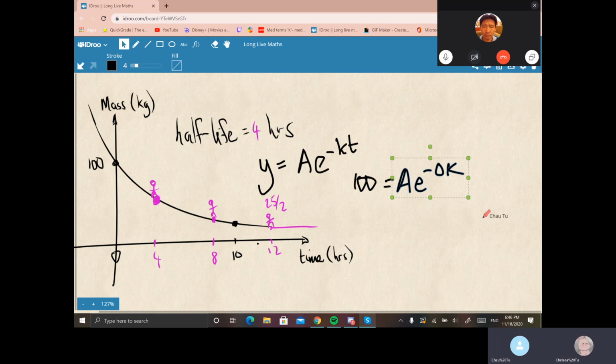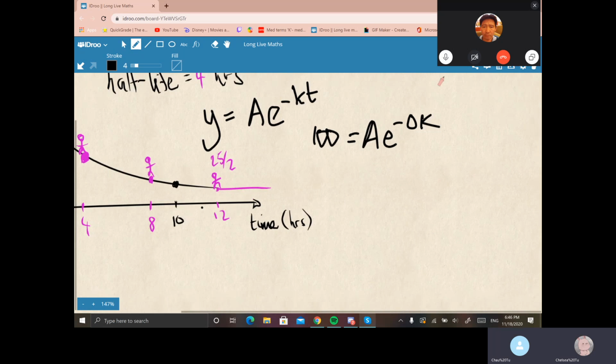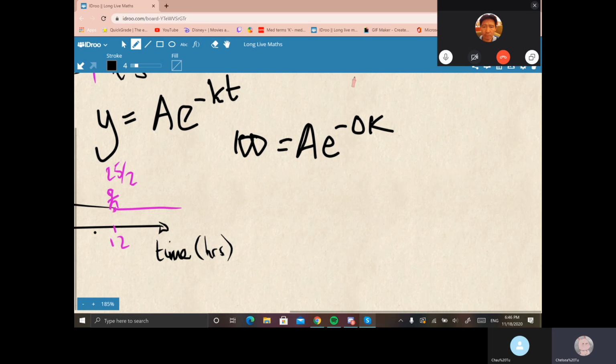Wait, shouldn't there be 100 in front of the a? No, because earlier we didn't know. We're trying to figure out what number should be a. We don't know what a is yet. We've got to find k first in order to find a. No, we don't. We can find a first and then k if we want to. Sometimes you have to find k first. Okay. But now what? a is 100. How do you know that? Because this is just 1.